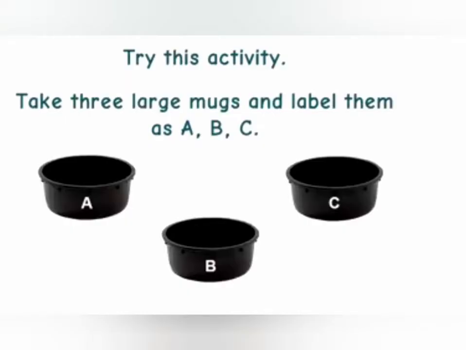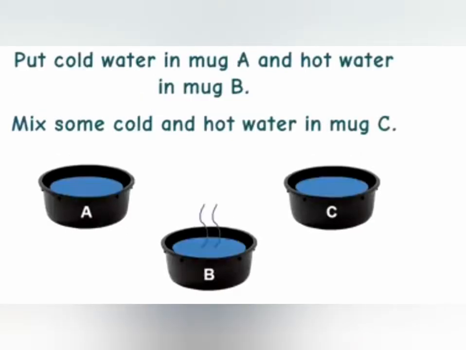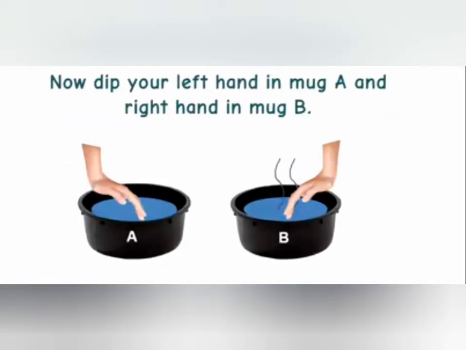Take 3 mugs and label them A, B, and C. Put ice cold water in mug A and hot water in mug B. Mix some ice cold water and hot water and pour it in mug C. Now dip your left hand in mug A and right hand in mug B.